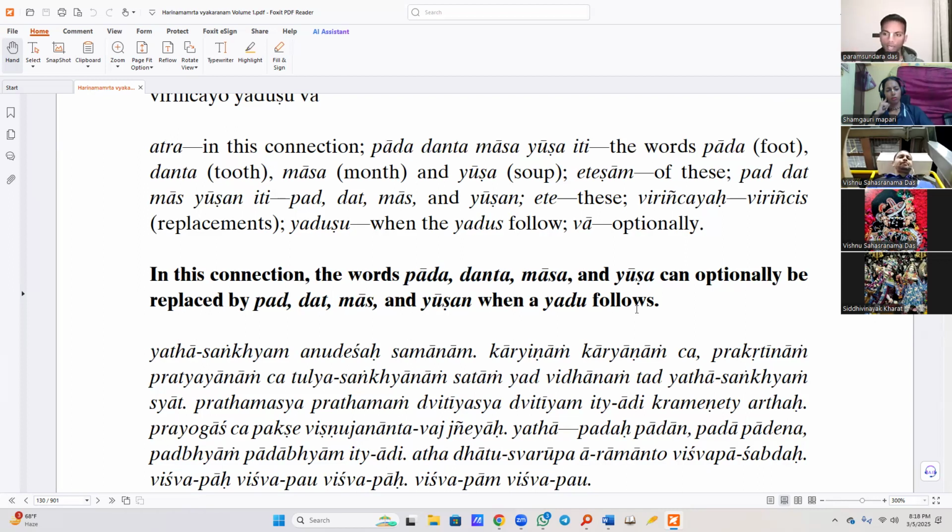पादः पादौ पादाः पादं पादौ पादान् पादेन पादाभ्यां पादैः इत्यादि दन्तः दन्तौ दन्ताः दन्तं दन्तौ दन्तान् दन्तेन दन्ताभ्यां दन्तैः इत्यादि, right? Once it will have the same table like Krishna Shabda. And optionally, 2.3 onwards, when the yadus are following, then the prakritis will be replaced with pad, dat, mas, and yushan respectively, and then we will do the declension.